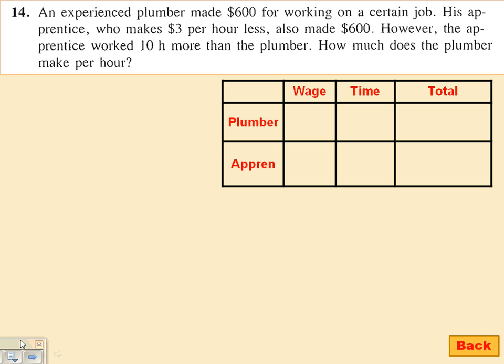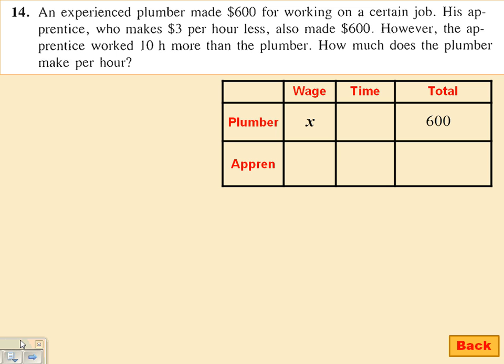An experienced plumber made $600 for working on a certain job. His apprentice, who makes $3 per hour less, also made $600. However, the apprentice worked 10 hours more than the plumber. How much does the plumber make per hour? So the way you set up this one is very similar to number 10 and 12. We know that the plumber makes a total of $600. So I'm going to put that in my chart. Do we know how much the plumber makes per hour? No. So I'm going to put X there.